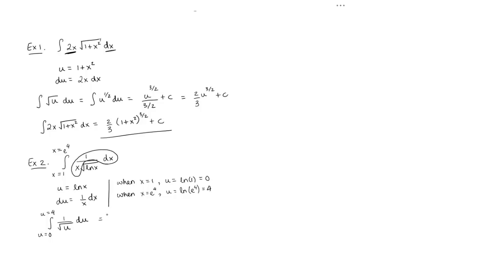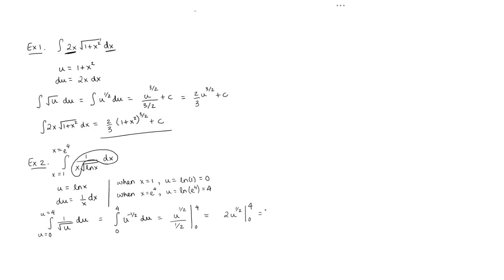Now all I need to do is integrate and then use my fundamental theorem of calculus to simplify. So I'm left with the integral from 0 to 4 of u to the negative 1/2 du. I use power rule, so I have u to the negative 1/2 plus 1, which is just 1/2, divided by 1/2, evaluated between 0 and 4. Simplify that further. I have 2u to the 1/2 evaluated between 0 and 4.